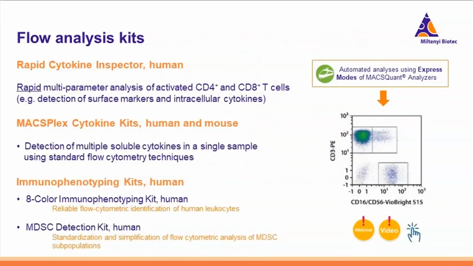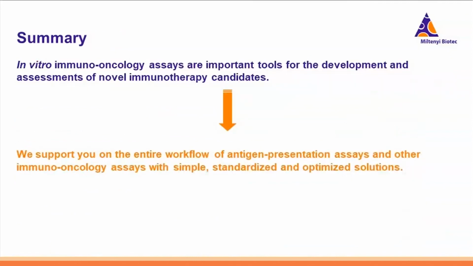Part of the workflow of the flow analysis solutions are Miltenyi Biotec flow analysis kits. So we have the Rapid Cytokine Inspector, human, and MACSplex cytokine kits, human and mouse. We also have different options for immunophenotyping kits, such as the 8-color immunophenotyping kit for human, and we also have a nice solution, the MDSC detection kit. This is for standardized and simple flow analysis of MDSC subsets.